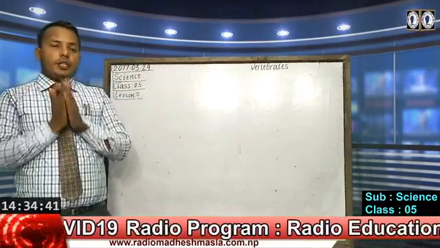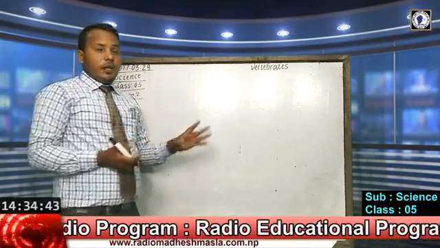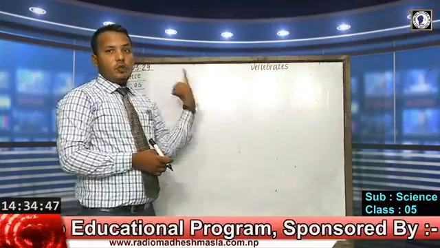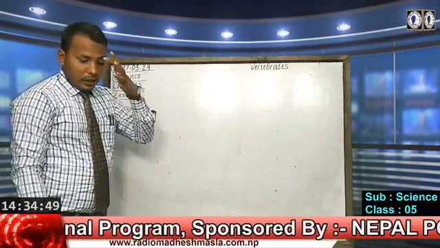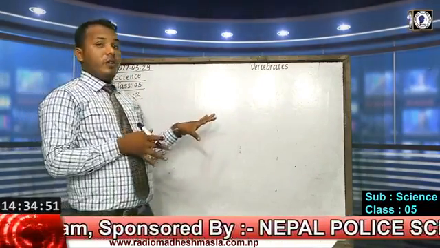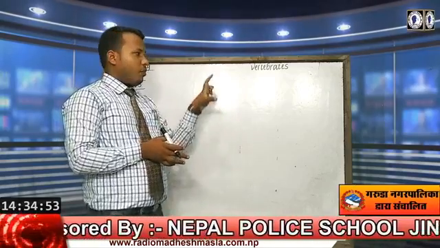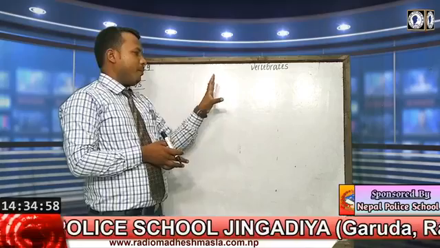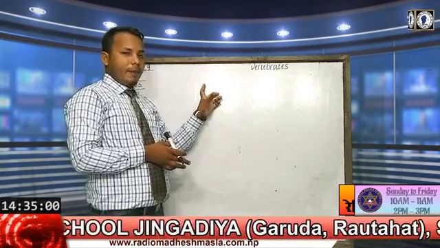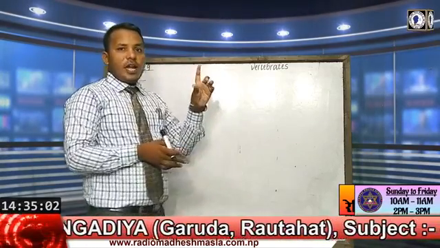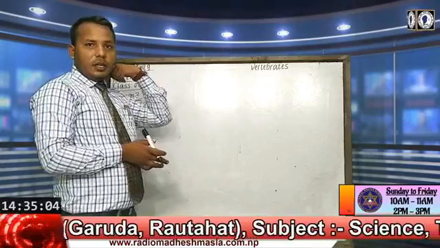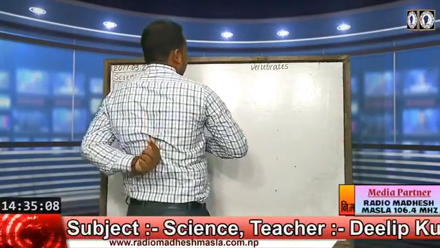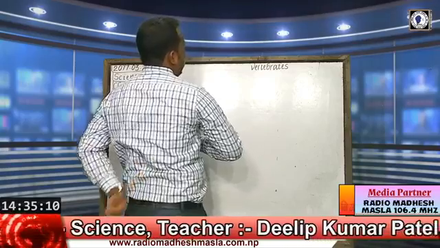Good afternoon, students of class 5. Today we are going to discuss vertebrates. Lesson 2, class 5. Vertebrates means the animals that have a backbone or vertebral column are called vertebrates, isn't it? I have told you that backbone means the bones that are present after the neck and before the waist. It's the middle part; such a type of bone is called backbone, isn't it?